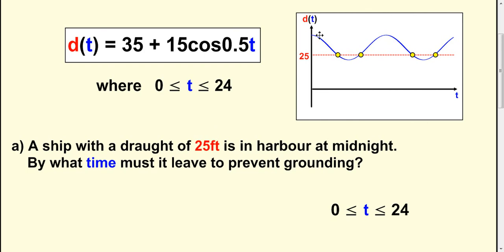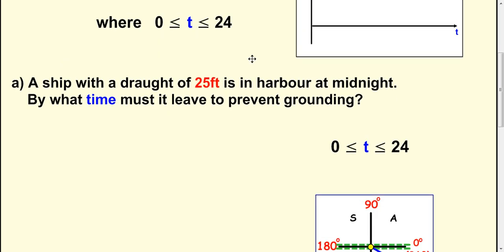So what happens is the water will dip below 25, and then it will come up higher than 25, and then dip below 25, and then come up higher than 25. What we're trying to find is this value here, because the boat's okay at this point, and it's okay here, but as soon as the water dips below 25, the boat's in trouble. So it says, by what time must it leave? Well, it must leave by that yellow dot. So if we can work out what that yellow dot is, then we can answer the question. And to do that, we just need to solve this equation.